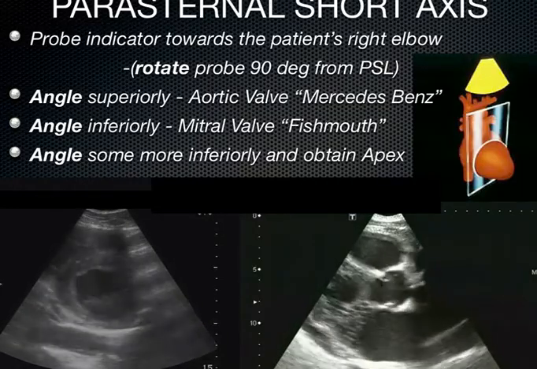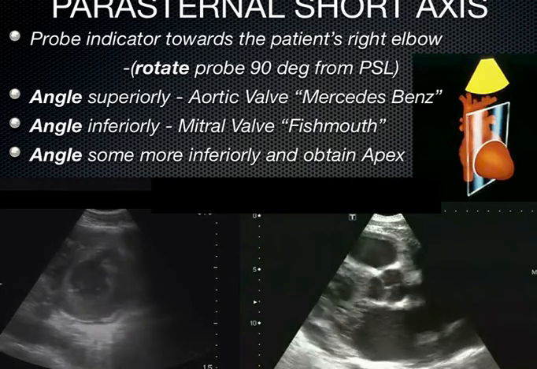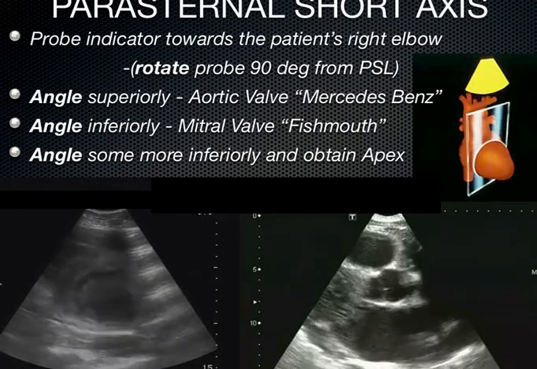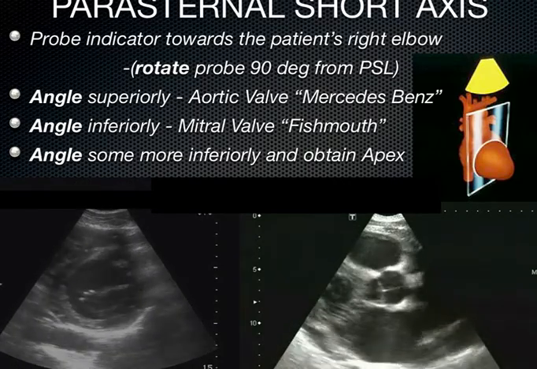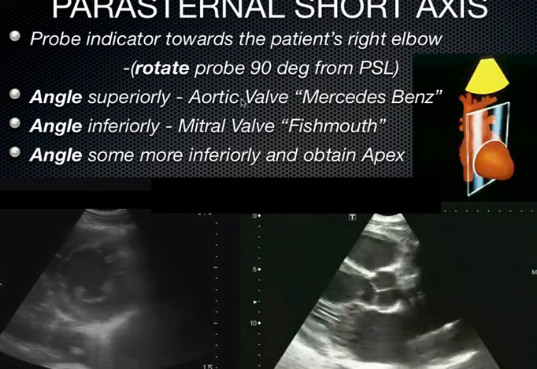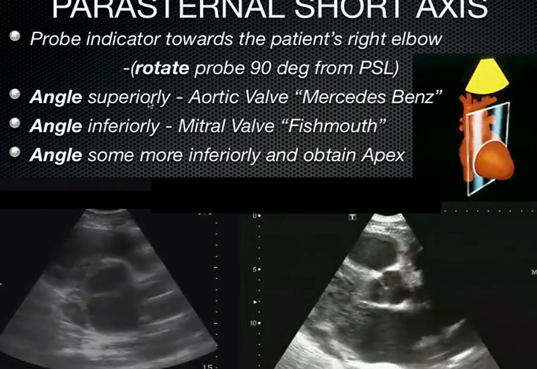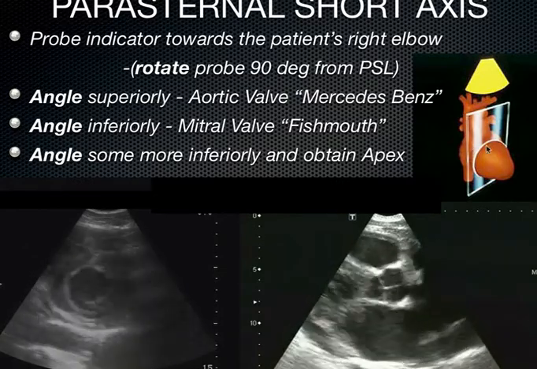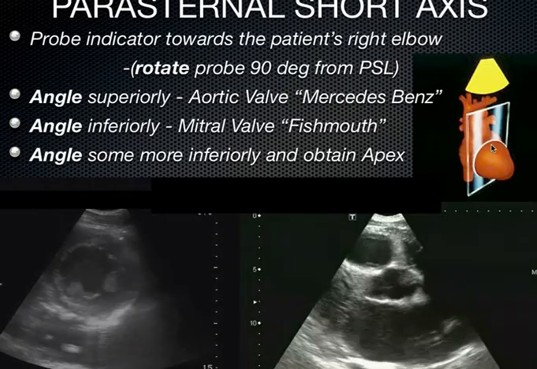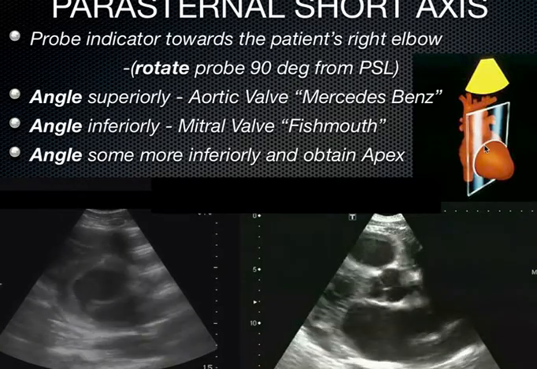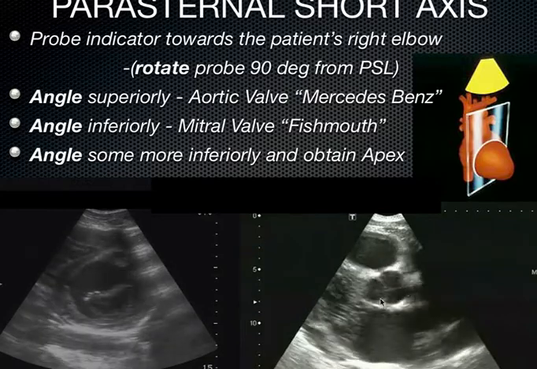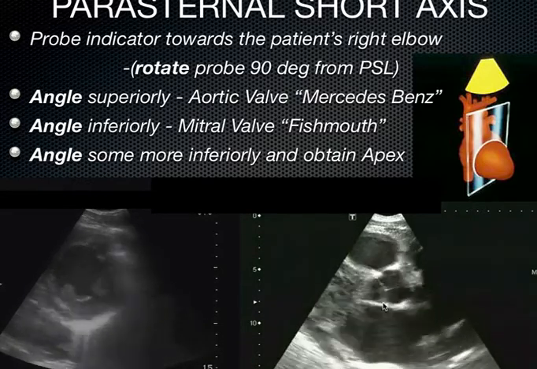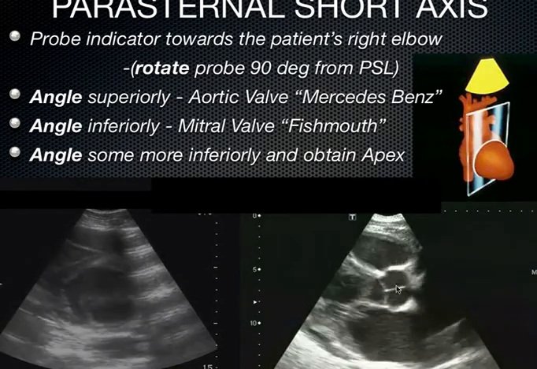Now, to move into the parasternal short axis, you go 90 degrees from the long, and you get into the short. All you need to do is rotate the transducer from the left hip over to the right hip, and then you'll see the short axis. If you're very superior on that short axis, or another way to think of it is very proximal, because here's the short axis of the heart over here, you'll see the aortic valve, which is what this looks like right here. Here's the aortic valve. Because it's a tricuspid valve, when you get it in this axis, it looks like a little Mercedes-Benz sign.